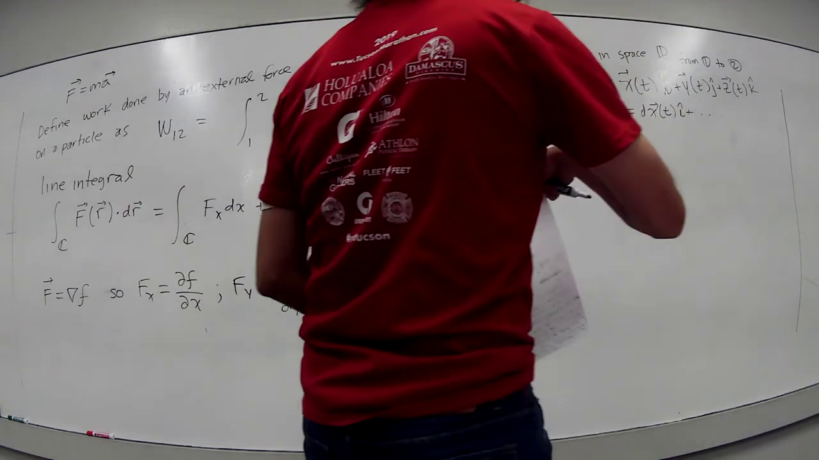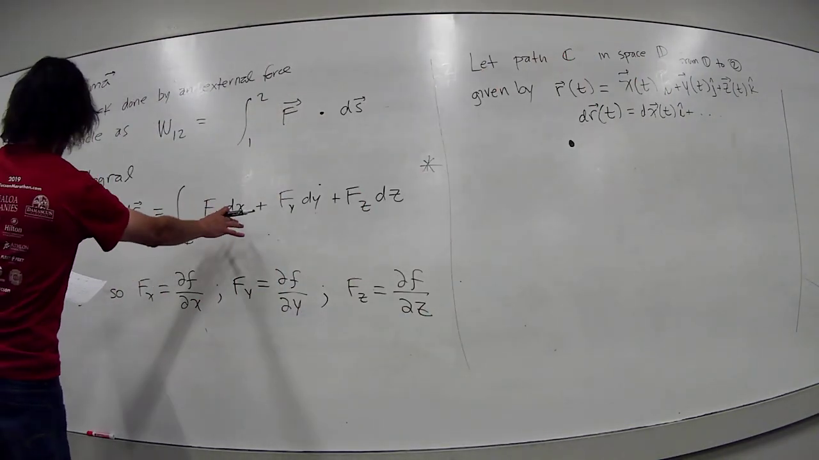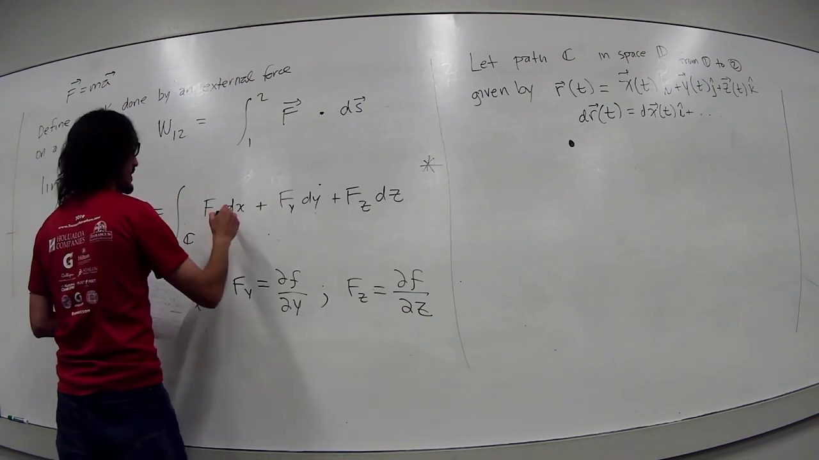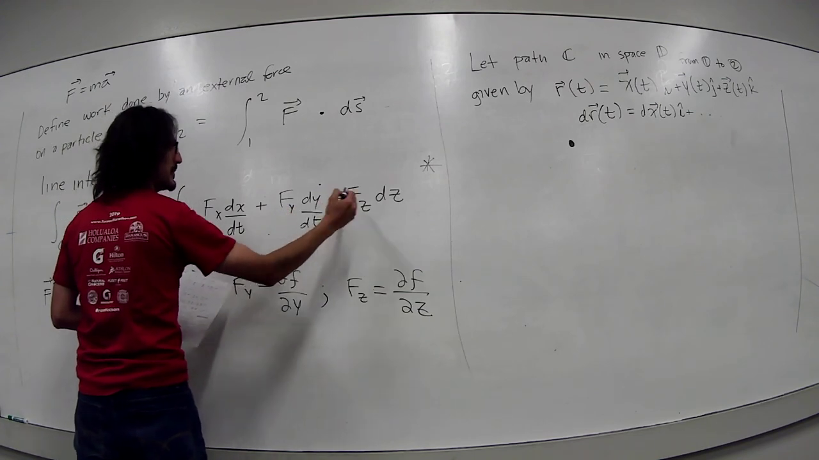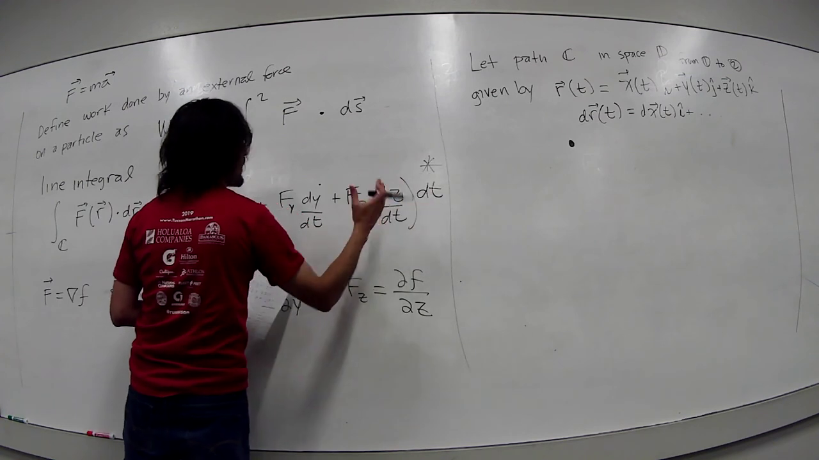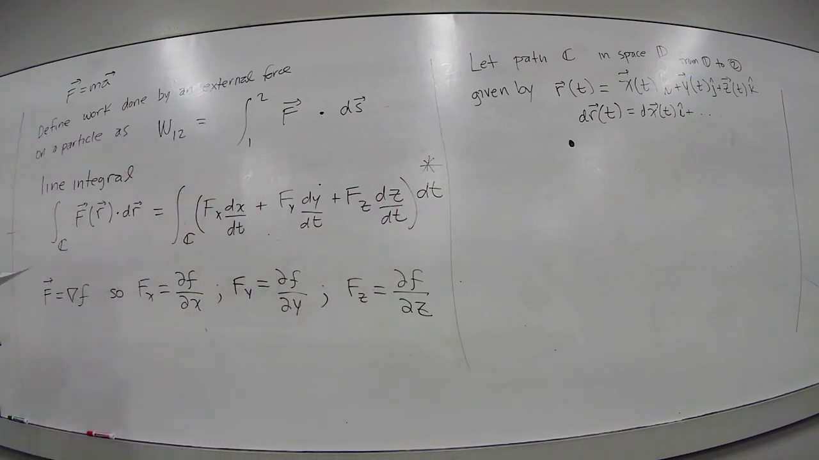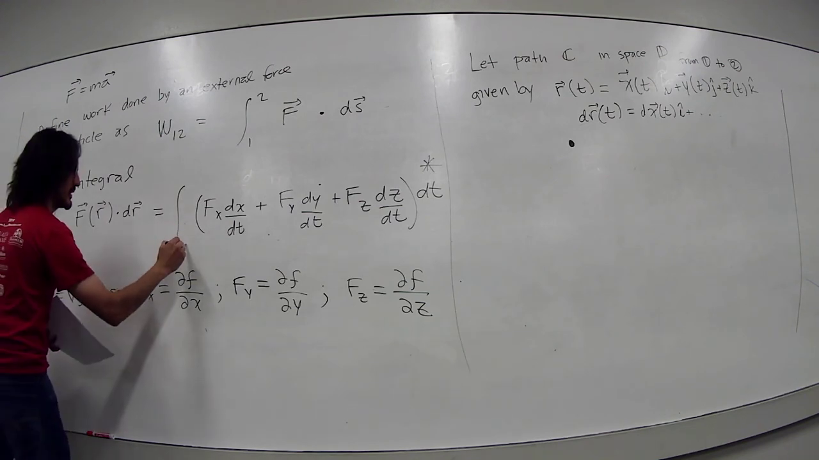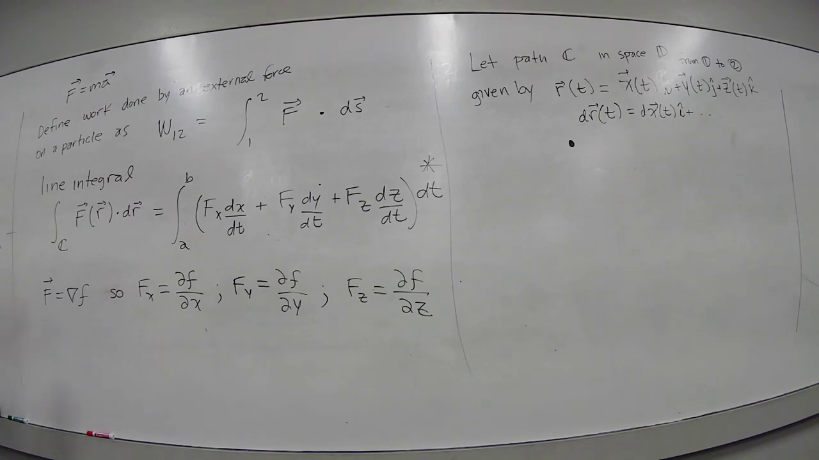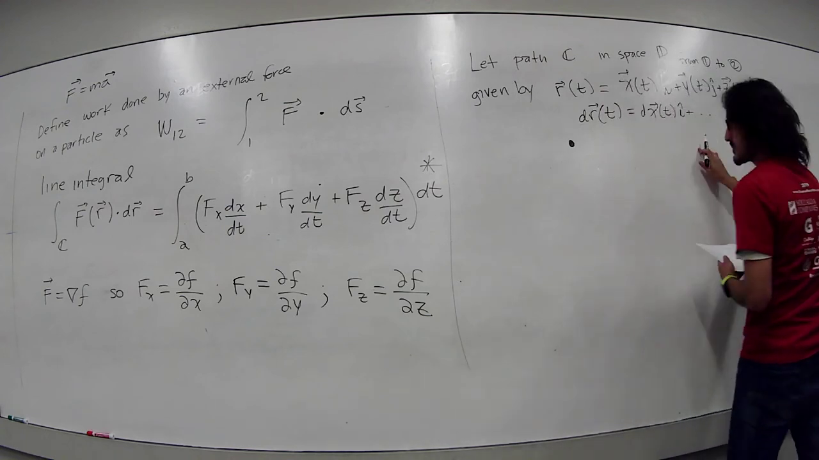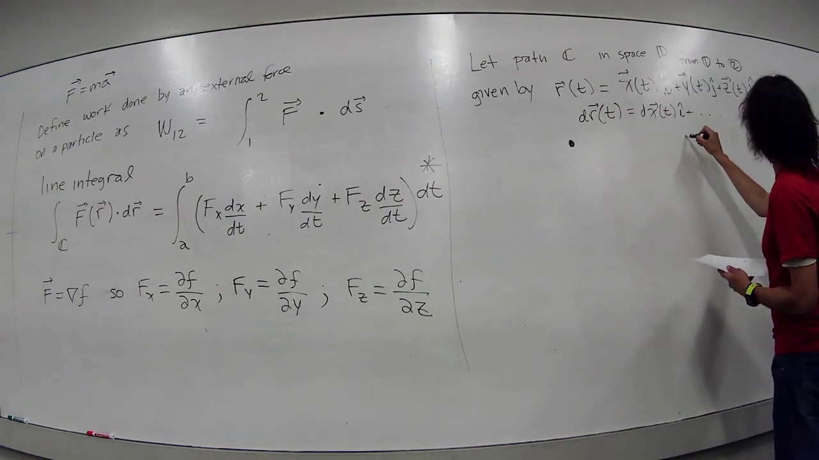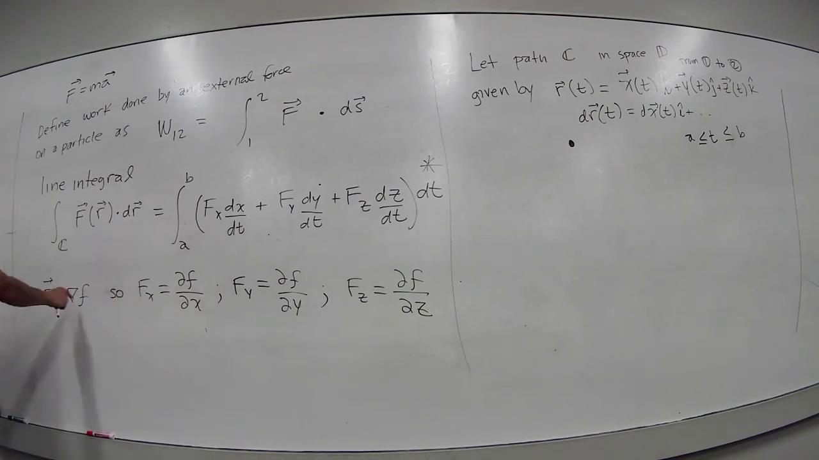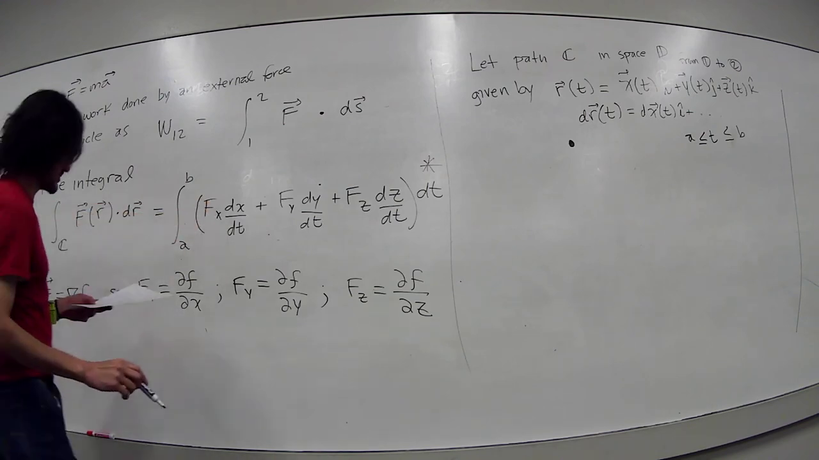So we have this equation over here. If we divide each of its terms by dt and then put it over here, we're just multiplying times one, so we're not doing anything bad. But now we can say that this path is defined by the time. So this is from small a to small b. Here, the time is between a and b.